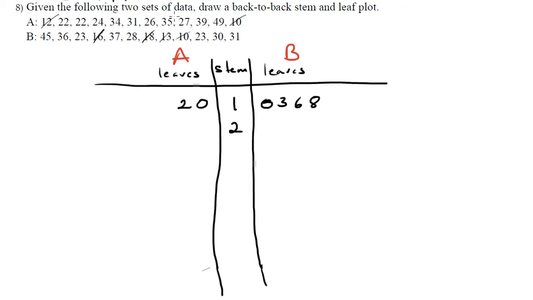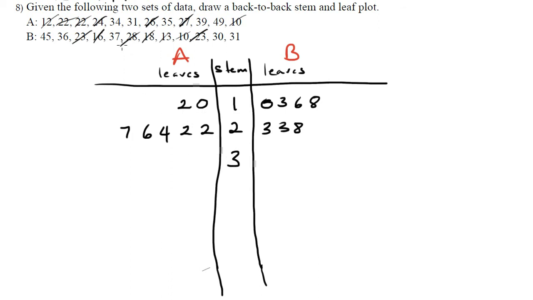For A, I have 2 22s. I've got 24, 26, 27, there we go. That's for set A. For set B, 23, 23, 28. So 3, 3, 8. Okay.